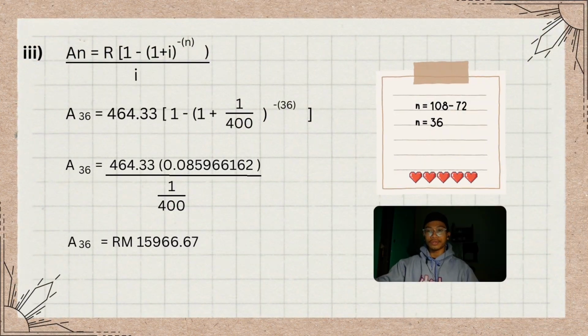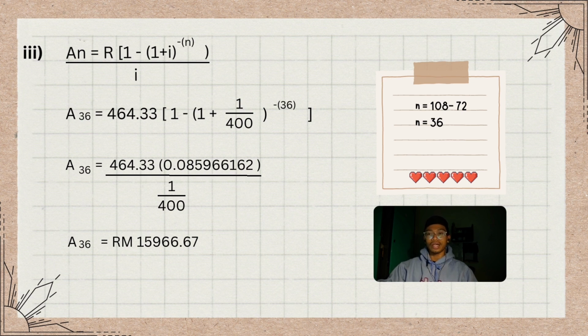So let's proceed to question 3. Question number 3 is to calculate the total outstanding balance if the payment was settled earlier than scheduled at the end of the month. So the formula for question 3 is AN equals R in bracket 1 minus in bracket 1 plus I bracket power negative N bracket over I.